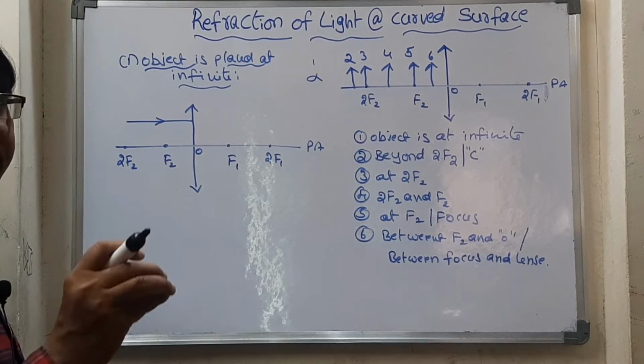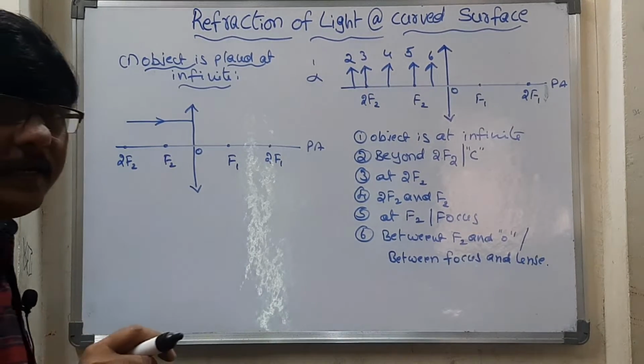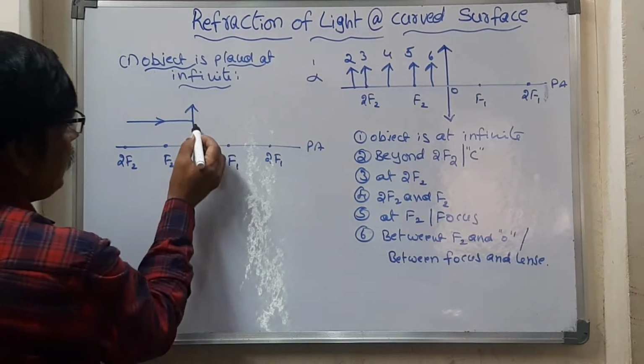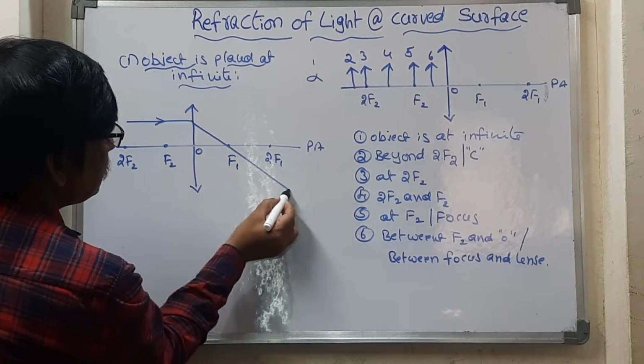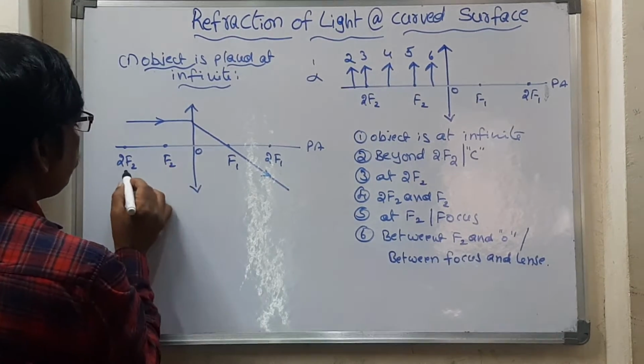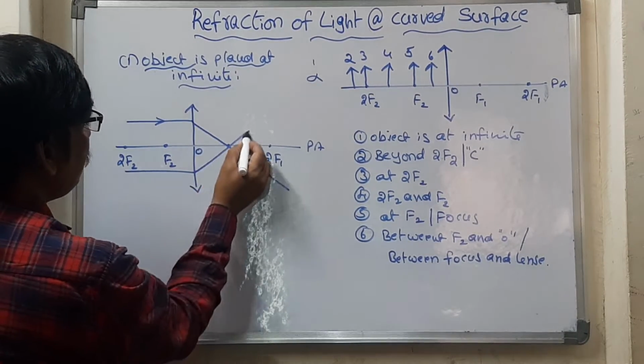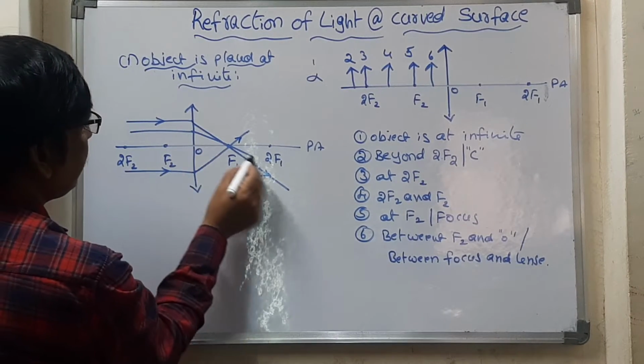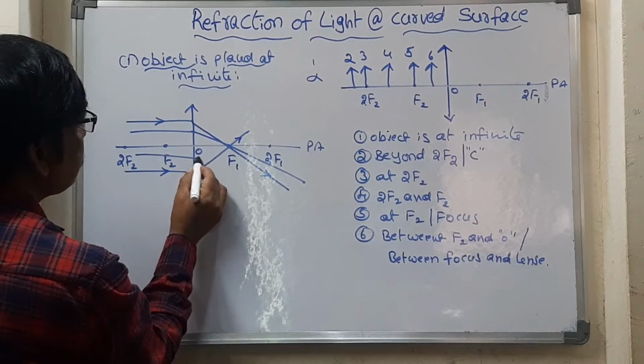The rays pass parallel to the principal axis. Object placed at infinite distance, how should we take the rays? Rays have to be taken parallel to the principal axis. So then what will happen? They pass through the focus. If you take one more ray also, this one too will pass like this, and so the rays pass through like this only.